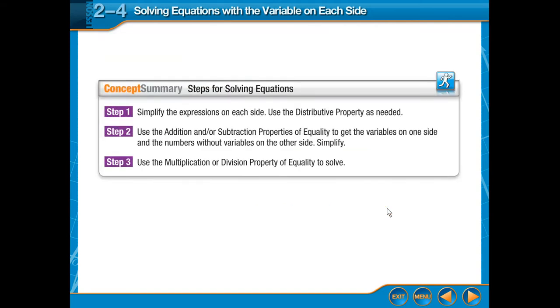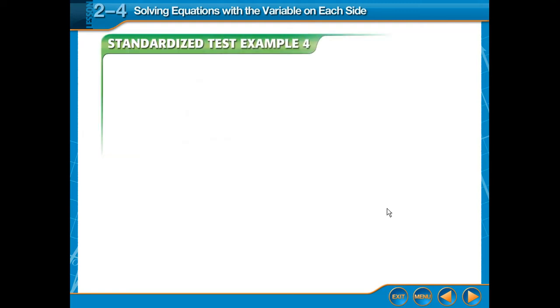All right, so just to summarize this concept and the steps for solving equations, step 1, you simplify the expression on each side, use the distributive property as needed. Step 2, use addition and or subtraction properties of equality to get the variables on one side and the numbers without variables on the other side and simplify. And step 3 is use multiplication or division property of equality to solve.